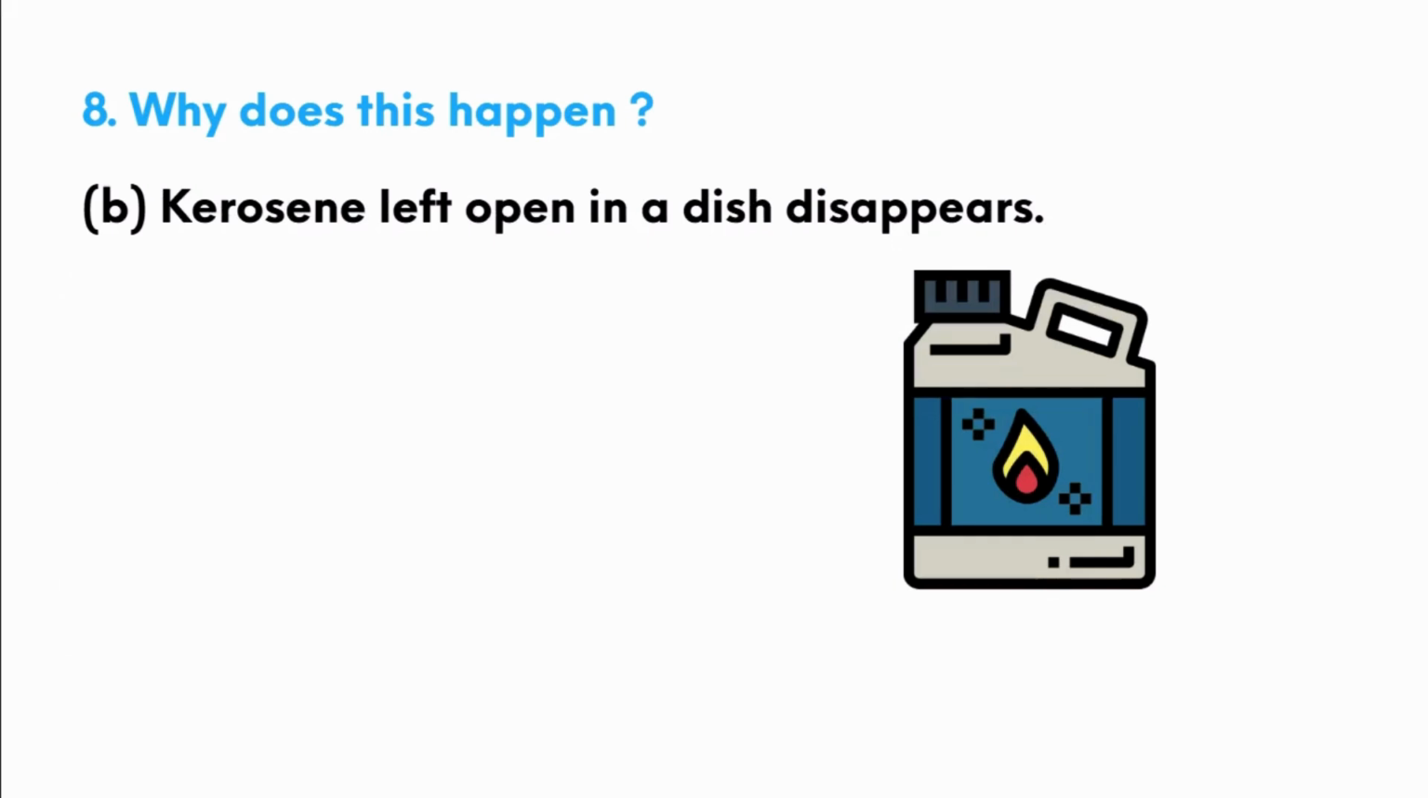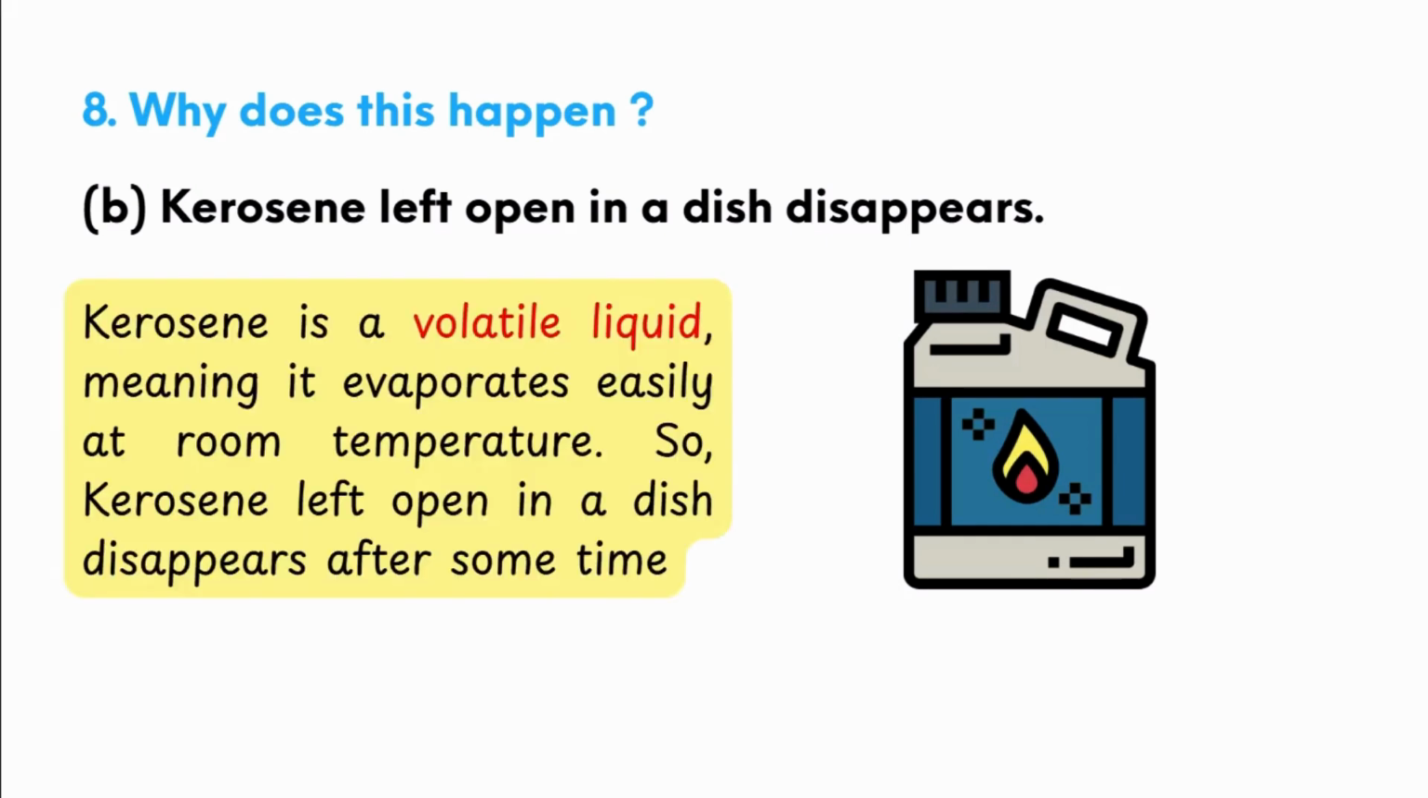Next question, kerosene left open in a dish disappears because kerosene is a volatile liquid. What is a volatile liquid? It means it evaporates easily at room temperature. So kerosene left open in a dish disappears after some time.